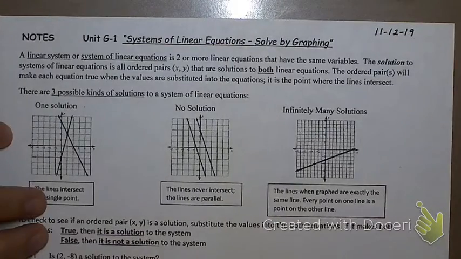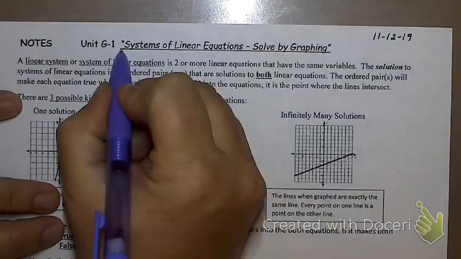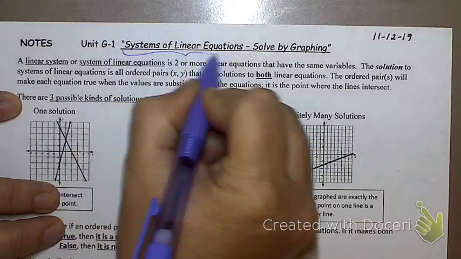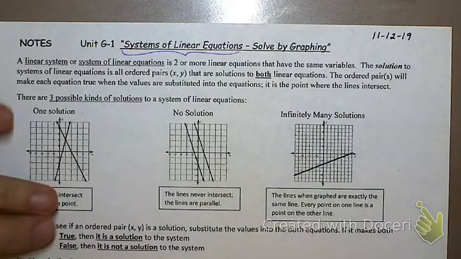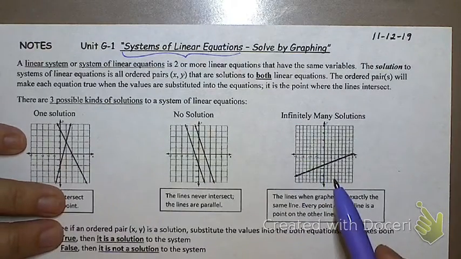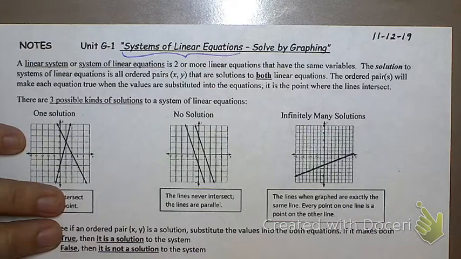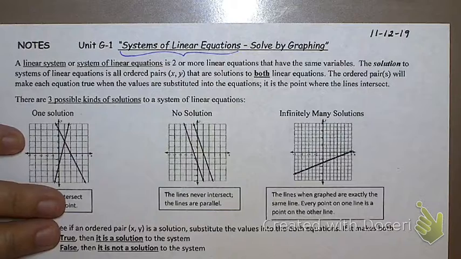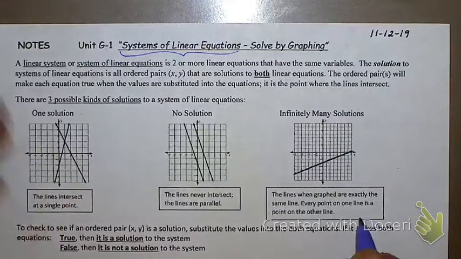Unit G, systems of linear equations. Let me explain what a system of linear equations is. A system of linear equations is simply more than one linear equation written on top of each other. We are going to focus on systems that have two equations. There are things such as systems with 3 equations and 4 and so on and so forth. We're going to focus on 2.